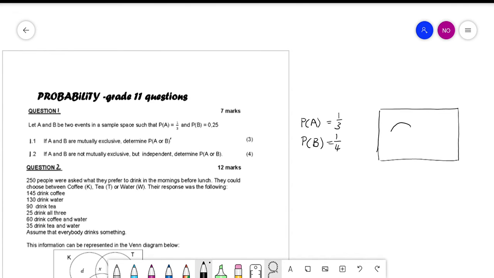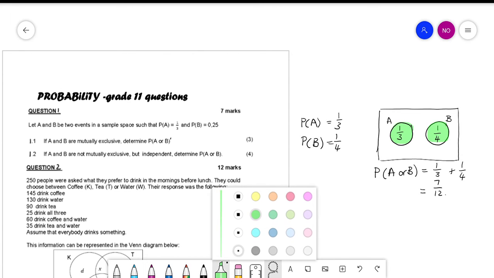So ons het A en ons het B, because they say they're mutually exclusive, so there's no intersect between the two. If this one is a third and this one is a quarter, then the probability that A or B can take place will be 1 over 3 plus 1 over 4, which is equal to 7 over 12. Met ander woorde, dan is die gebeurtenis of daar of daar.